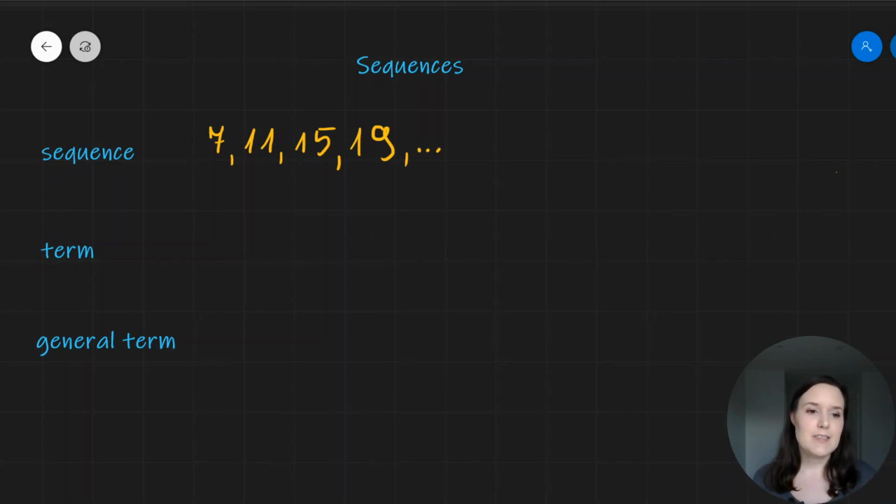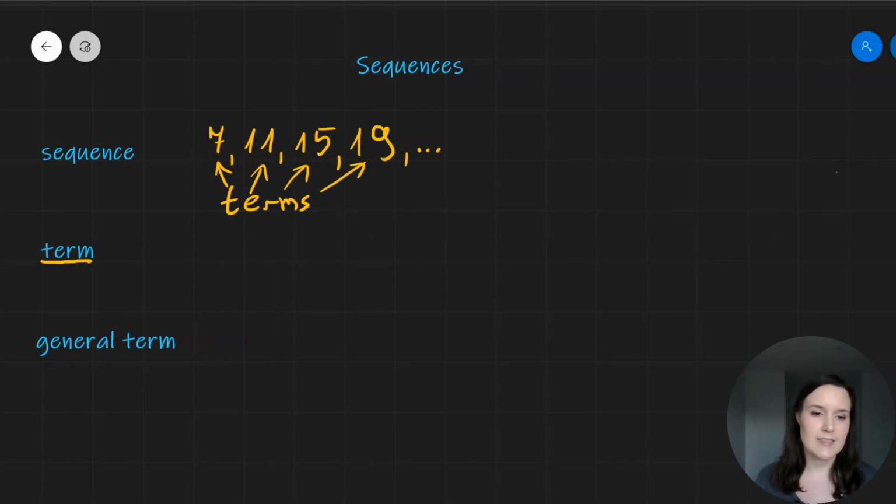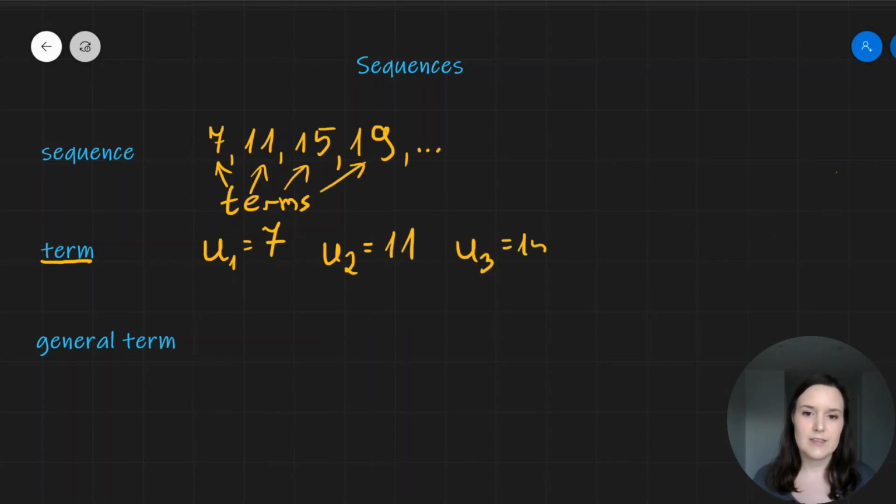A term is a number in a sequence. So terms are the numbers. And the first term in our case is 7. So we say that u1 is 7. That means that the first term is 7. u2 is 11. u3 is 15, and so on. These are the terms.